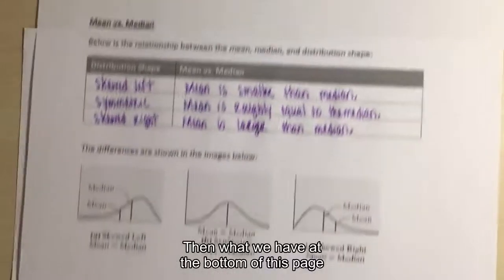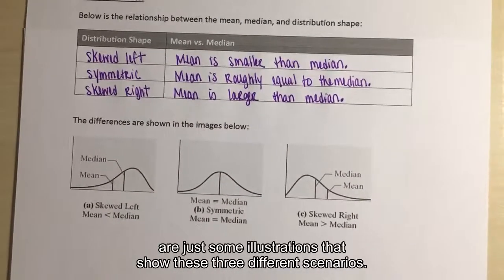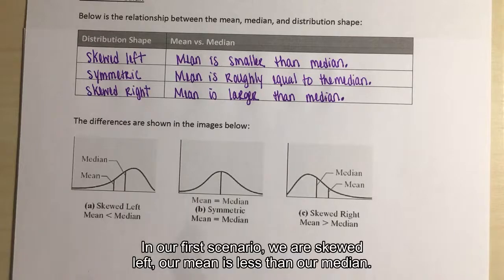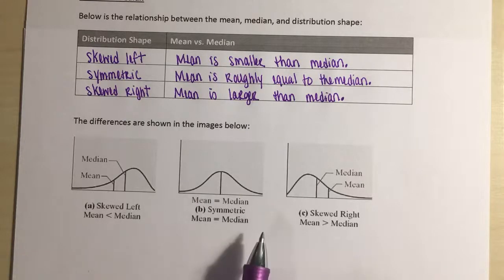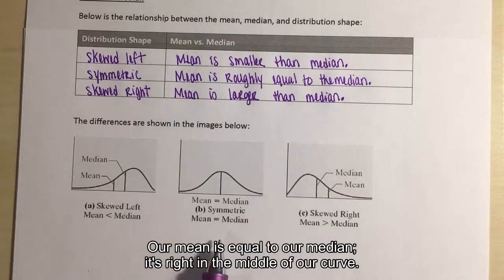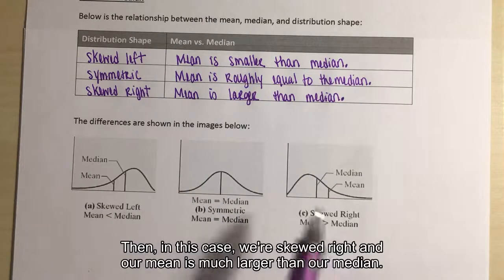And then what we have at the bottom of this page are some illustrations that show these three different scenarios. In our first scenario, we are skewed left. Our mean is less than our median. In this next image, we see a roughly symmetric distribution. Our mean is equal to our median, so it's right in the middle of our curve. And then in this case, we're skewed right, and our mean is much larger than our median.